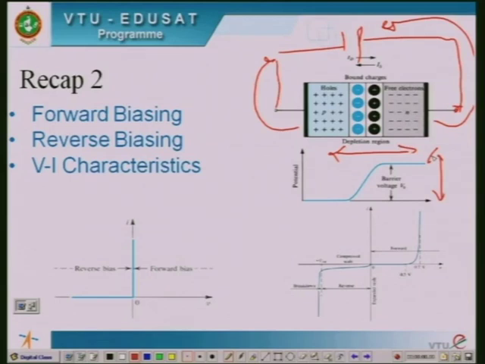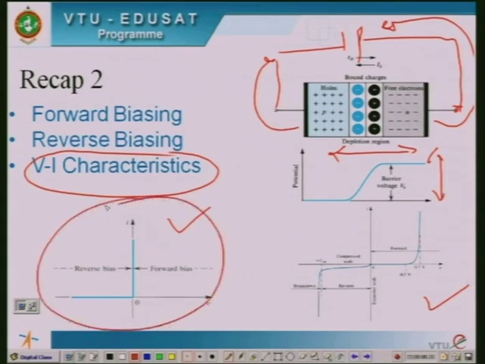And also we have discussed the VI characteristics, the VI characteristics of an ideal diode as well as of a practical diode. In the case of the ideal diode, for V less than 0, the current is 0, so you will get this particular characteristic. For V equal to 0, the current will be infinite. Therefore you will have two regions in the ideal characteristics: one is called the forward bias region, and another is the reverse bias region.